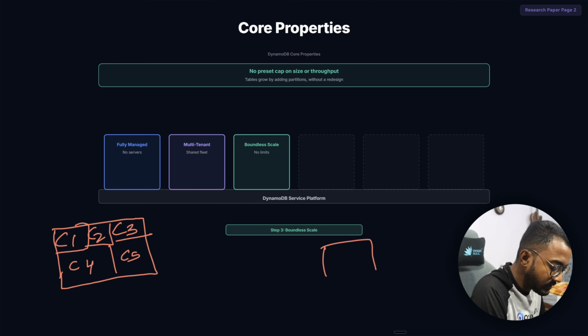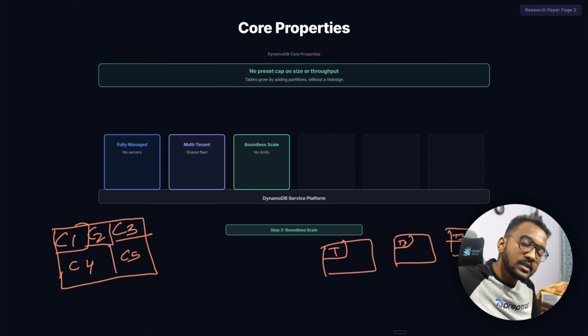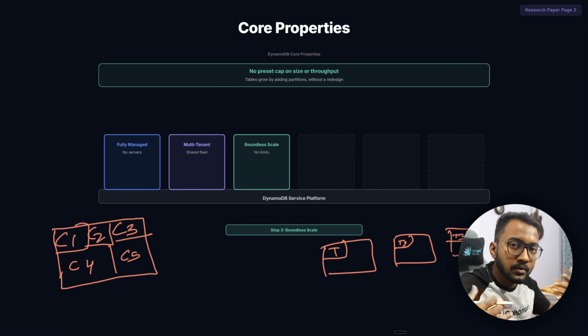So let's say there were 3 servers initially, and they were holding the table. So let's say T1, T2, and T3. Now, if the size of the table grows, what will eventually happen is that this table can be stored across thousands of other servers by breaking it down further and further and further, and your throughput and storage will never be the issue at all.